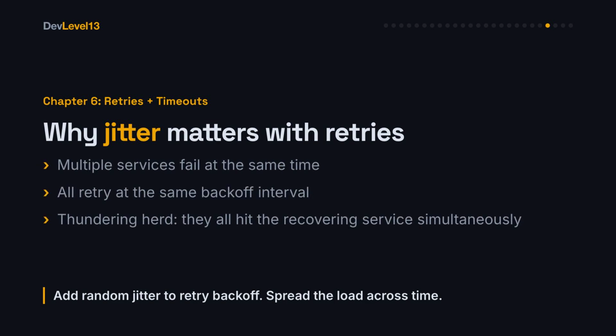When a dependency goes down, every service calling it fails simultaneously. Without jitter, all of them retry at the same backoff interval and hit the recovering service at the same moment. That thundering herd can immediately re-trip the breaker. Adding random jitter to the backoff spreads retries across a window and prevents this.